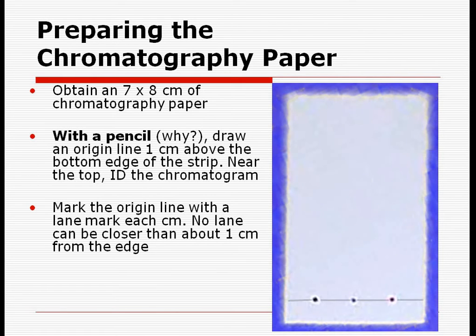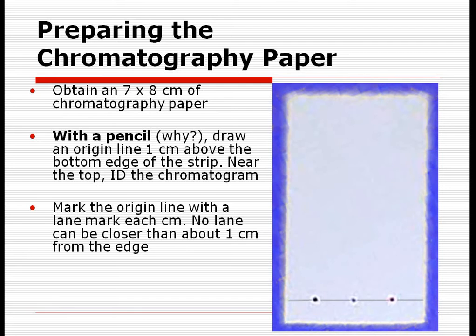Preparing the chromatography paper. Obtain a 7 by 8 cm piece of chromatographic paper. With a pencil, draw an origin line 1 centimeter above the bottom edge of the strip. ID the chromatogram. Mark the origin line with a landmark each centimeter. No line can be closer than about 1 centimeter from the edge.